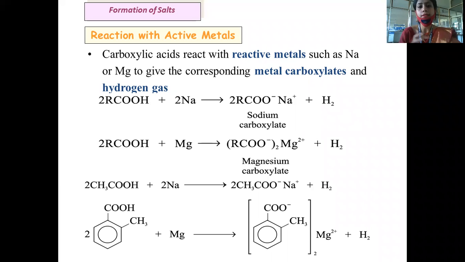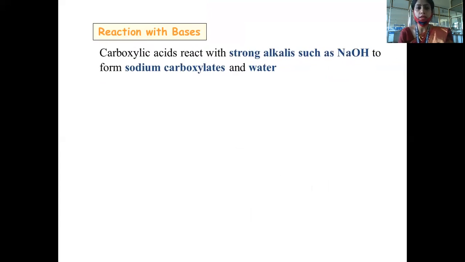Carboxylic acids react with reactive metals, such as sodium or magnesium, to give the corresponding metal carboxylate and hydrogen gas. The reaction is shown over here. RCOOH, when it reacts with sodium, forms RCOONa, that is, the salt of the carboxylic acid, releasing hydrogen. In the case of the phenyl derivative, or the aromatic compound, the same reaction happens, and hydrogen is always released. Now let us see the reaction with bases.